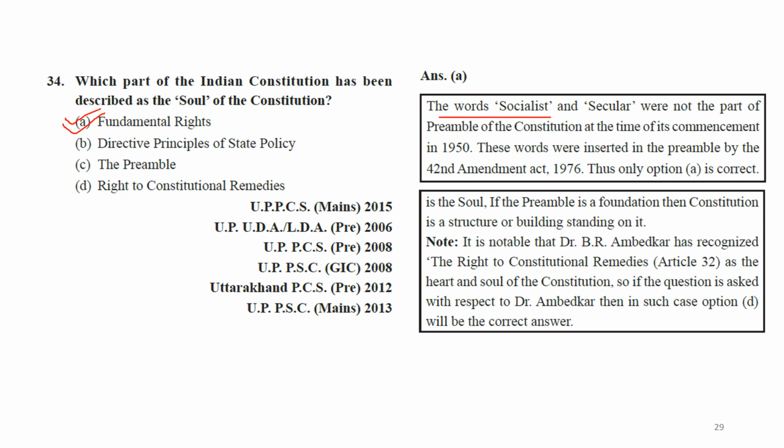The words socialist and secular were not part of the preamble of the Constitution at the time of the commencement in 1950. These words were inserted in the preamble by the 42nd Amendment Act of 1976. The preamble is the soul. If the preamble is a foundation, then the Constitution is a structure or building that stands on it. So the answer is A.